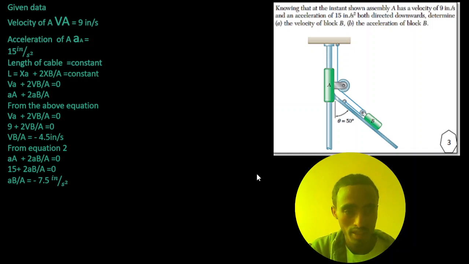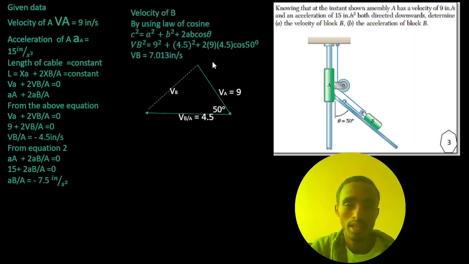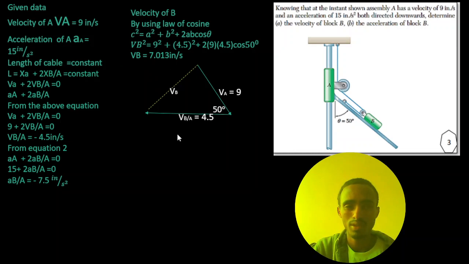After this, we can simply calculate the acceleration and the velocity of block B by using cosine law. As you can see here, the velocity of A is 9, already given in this direction. We get the velocity of B with respect to A as 4.5 inches per second. We find this value simply by using cosine law. As you know, cosine law is very important in order to calculate the magnitude of the side opposite a given angle. Theta is the angle between A and B, which is 15 degrees, and A and B are already known, 9 and 4.5. We can simply substitute the values, and we get 7.013 inches per second.